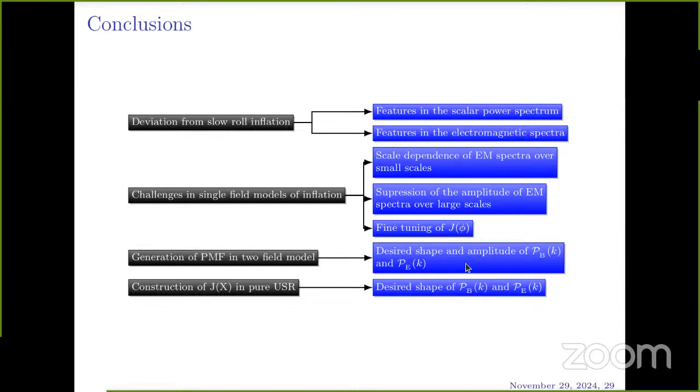The next is we have changed the method of constructing the coupling function, where instead of using the solution of the field phi, we have used the velocity of the field, that is the kinetic energy of the field, to construct the coupling function. And in this case also, we can obtain the desired strength and shape of the magnetic and electric fields.